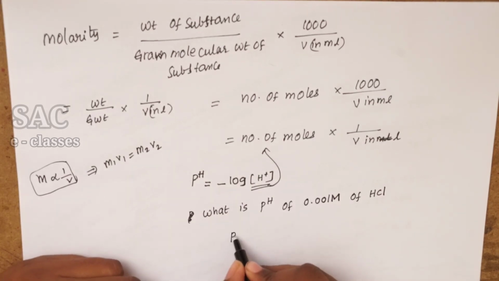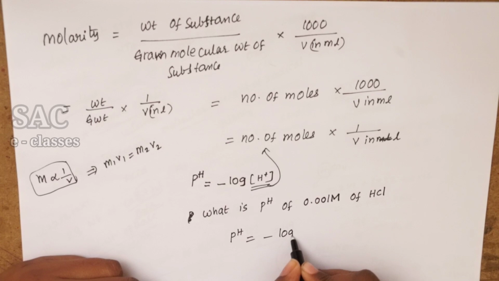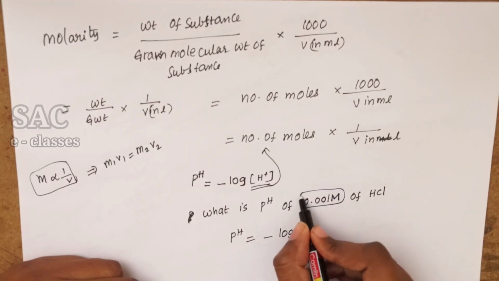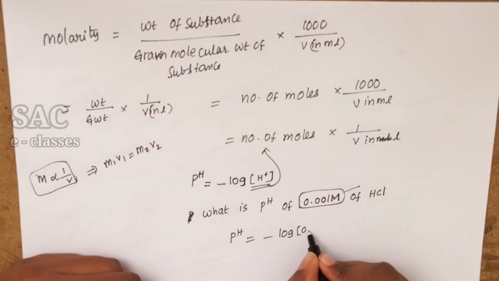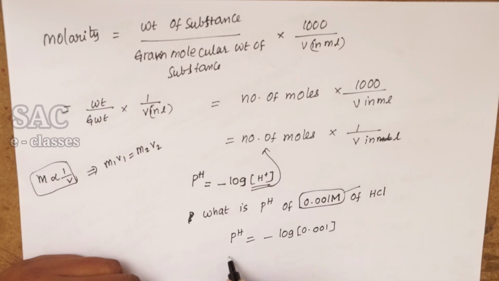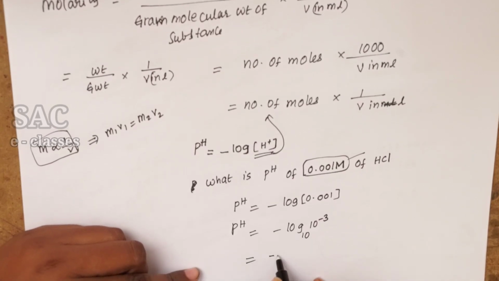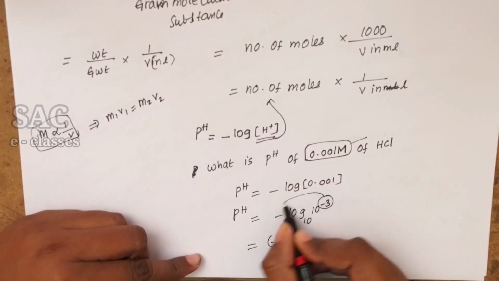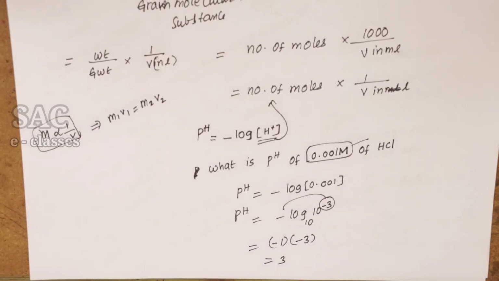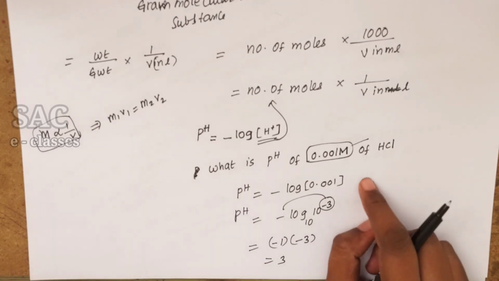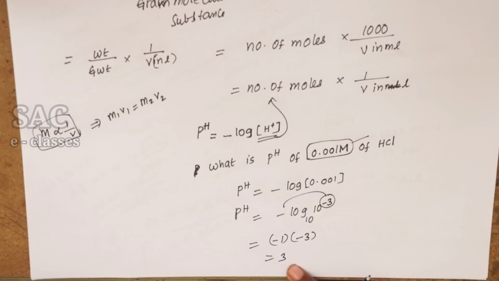We all know that pH is equal to minus log of the H plus ion concentration. What is the H plus ion concentration they are giving? 0.001, that is the molarity. pH equals minus log of 10 to the power of minus 3. We know that 0.001 can be taken as 10 to the power of minus 3. So minus 1 into minus 3, we can write it in log form. Then the pH of that particular HCl, whose strength is 0.001 molar, is 3.